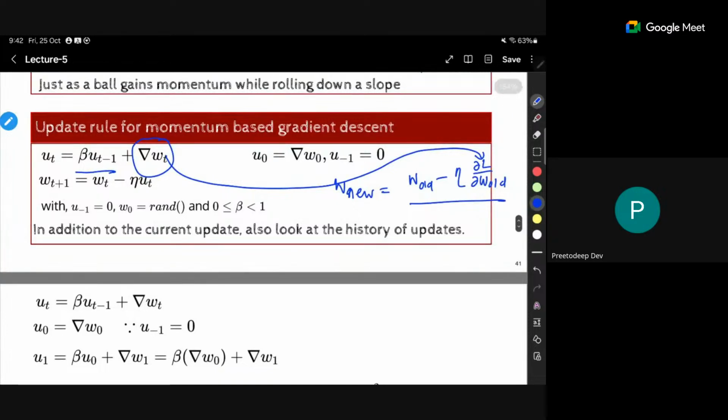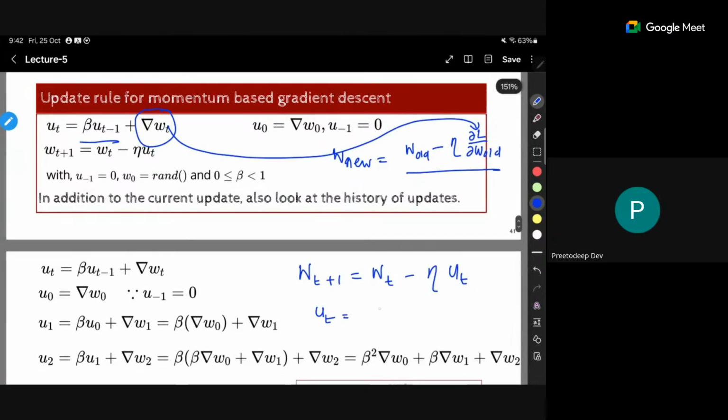So you can see now my old and new are like this. W(t+1) is equal to W(t) minus learning rate times u(t). The u(t) guy is now a little bit different. I'll have some beta parameter, and I'll take the previous u(t) and add my current term, the gradients. Let it be like this only, W(t).